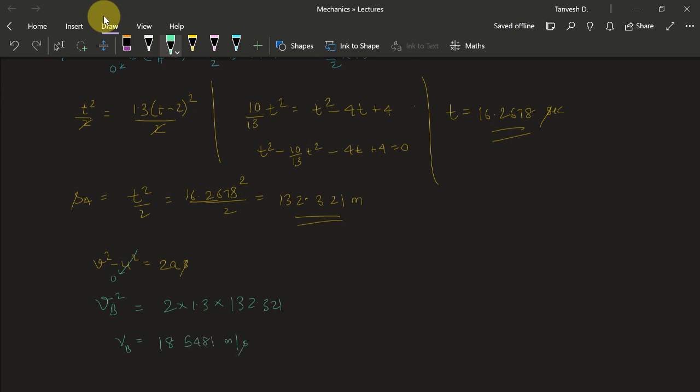meters per second. And same we can apply for VA also. VA square is equal to 2 into the acceleration of vehicle A, which was 1, into 132.321. So VA you will get as equal to 16.2678 meters per second. Right, so we have found both of them.